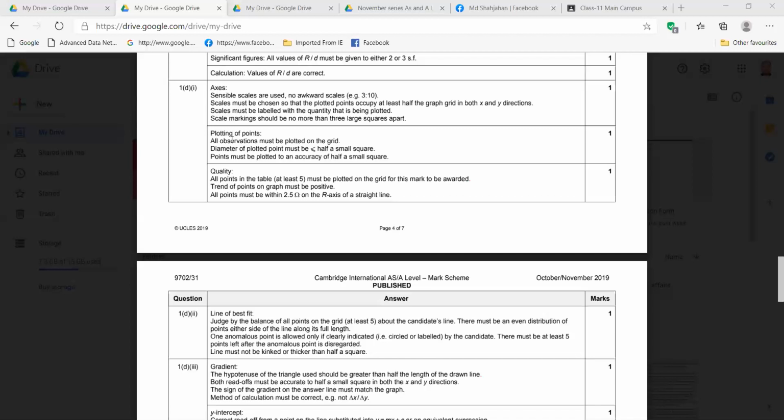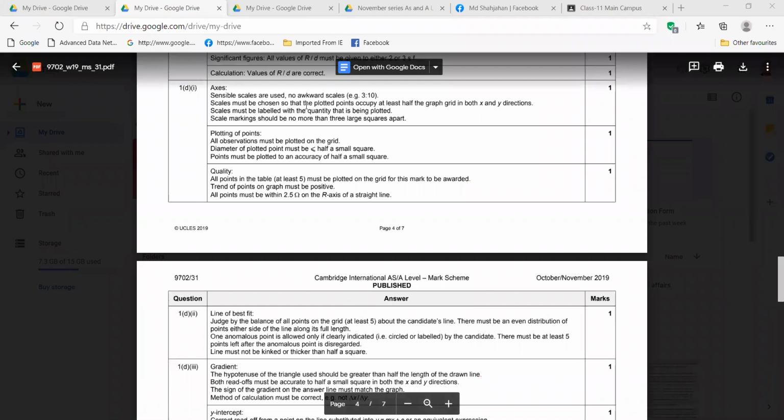Is it clear to you? Yes, sir. And your accuracy of plotting should be like that. It will not be far away from where it should be. If it is more than half a small square away, then you will not get even a single point. You are getting 6 points here, so even for a single point out of 6, if you make this mistake, then you will lose this mark for plotting of points.